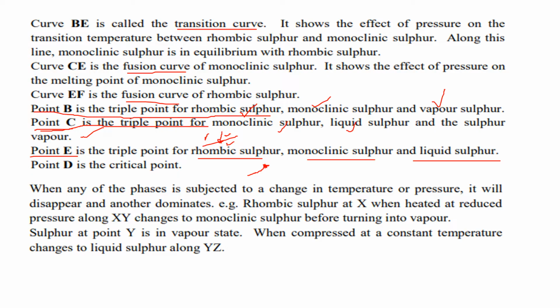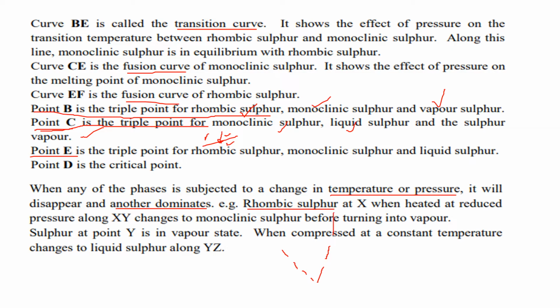So proceeding, we are saying that when any of the phases is subjected to a change in temperature or pressure, it will disappear and another dominates. That's why we looked at rhombic sulfur transiting to monoclinic. But now there's that dotted line that I've already explained with carbon dioxide, and I gave it the same points.